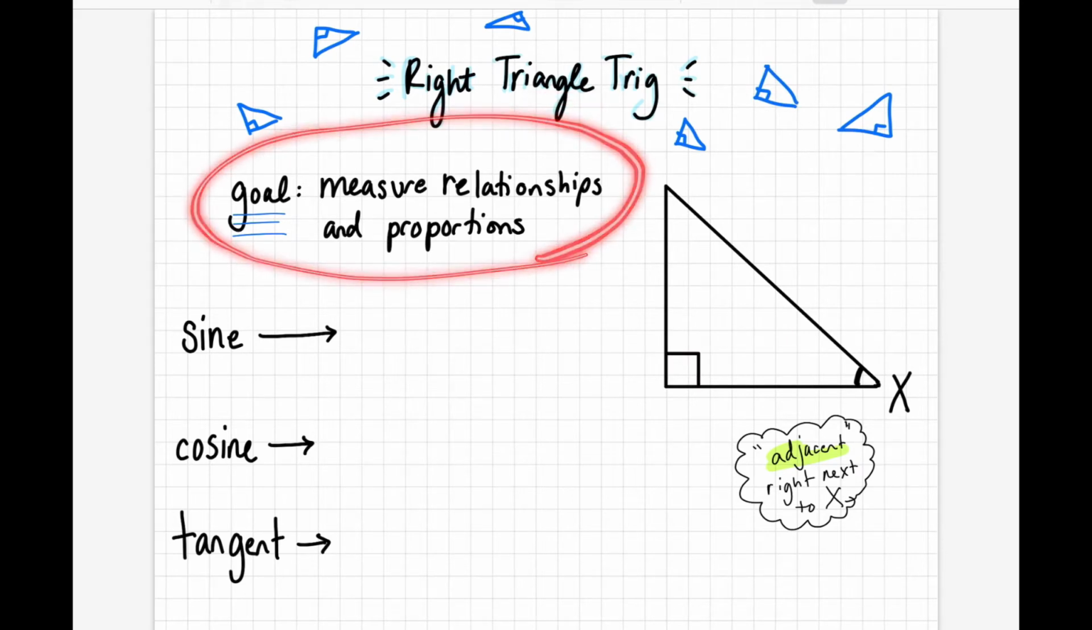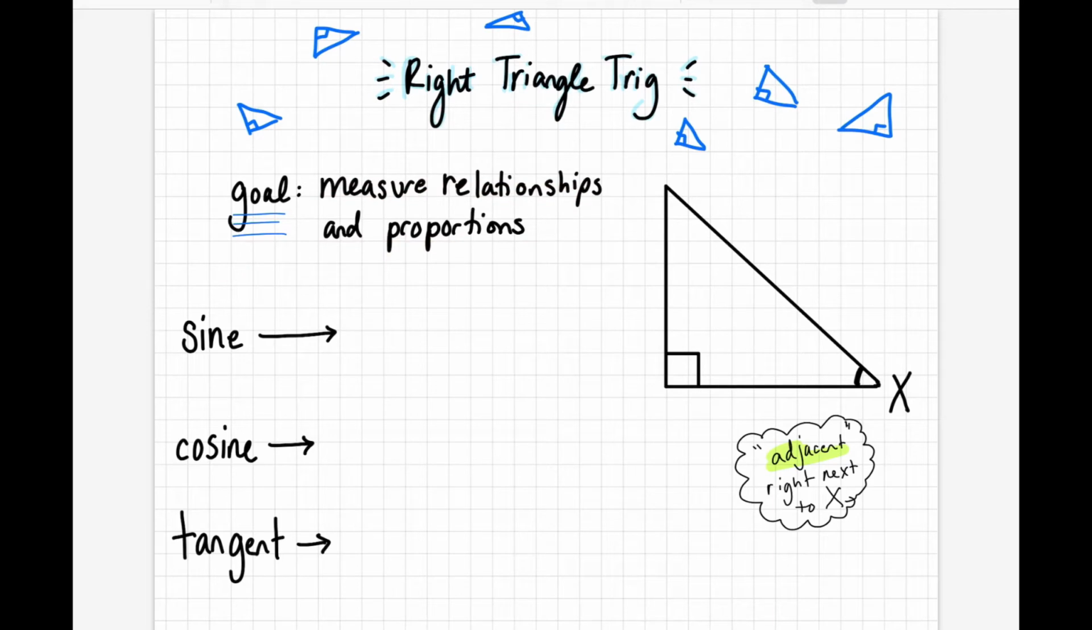All right, so the goal here is to learn how to measure relationships and proportions and how to compare the different sides of a triangle that has a right angle. The first thing we're going to do is learn about sine. So sine, we write it like this, sine of x, and x is the angle that we're going to be referring to, called the reference angle. Sine of x equals opposite side over the hypotenuse.